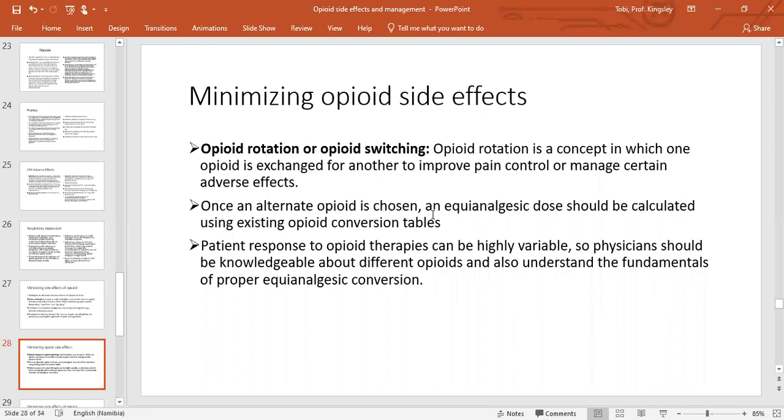Patient response to opioid therapies can be highly variable. So we should be knowledgeable about the different opioids that can be interchanged, and we need to also understand the fundamentals of proper equianalgesic conversion. For instance, what is the equianalgesic dose of, let me say, 2 microgram per kg per hour of fentanyl, if you're going to use alfentanil or sufentanil, or you want to use tramadol? So you must understand the concept of equianalgesic conversion when you are doing opioid rotation or opioid switching.